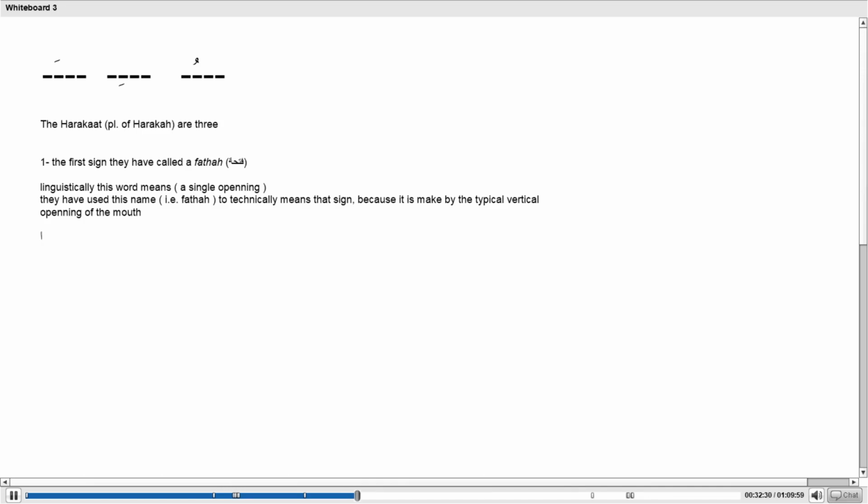So let's see. Now, how do you pronounce, for example, this one? Oh yes, made by. Is that correct? See, I wrote that letter, and then what did I do? I put that sign on top of that letter, showing you that you should pronounce that letter with an A sound. That means with the typical vertical opening of the mouth with that letter. Ah.